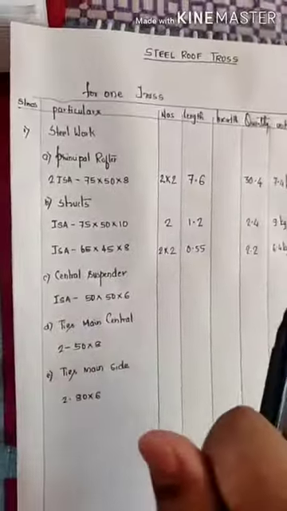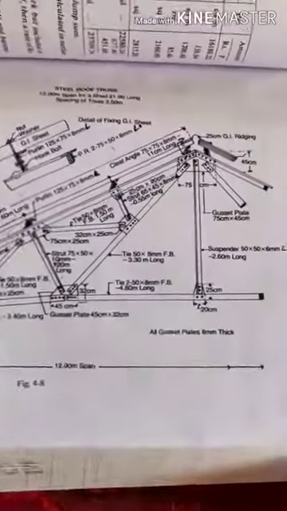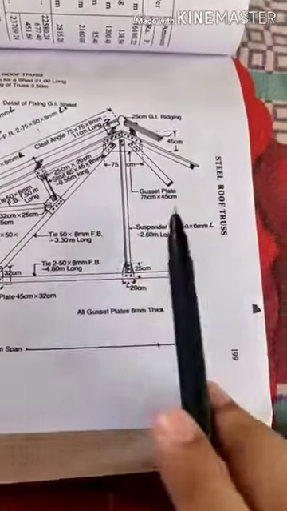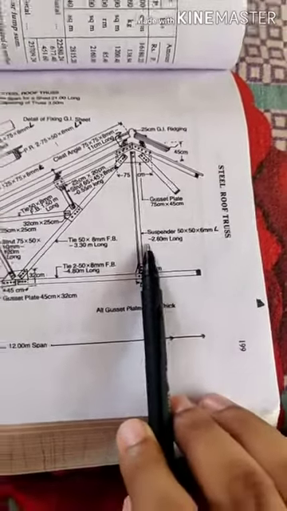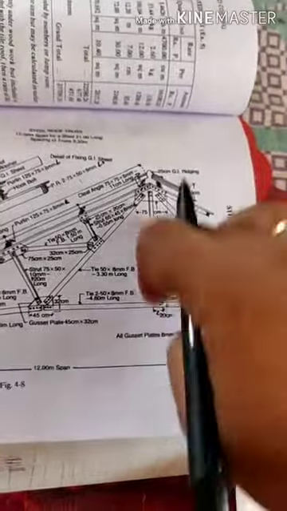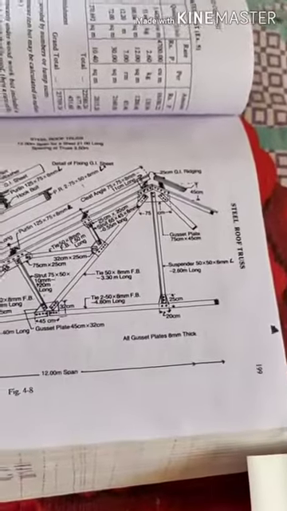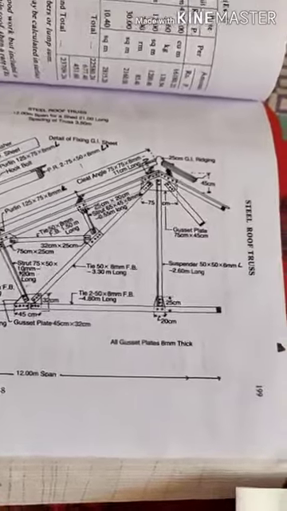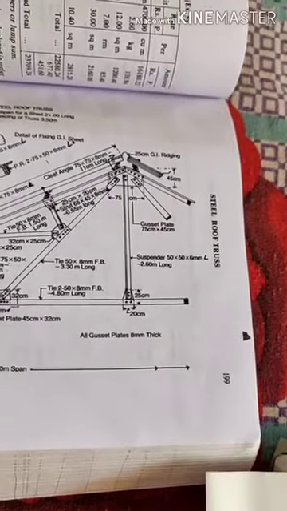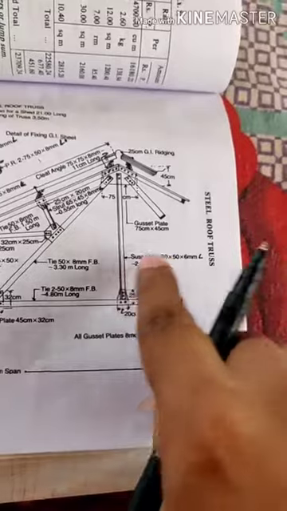Okay. Similarly, go with finding central suspender. Central suspender is this. He has mentioned here central suspender. So suspender means what? Truss component. So there is only one suspender. So what will be the quantity? It will be only 1. And the size of the suspender given is 50 by 50 by 6. You can see here 50 by 50 by 6, and how long it is: 2.6 meter long.